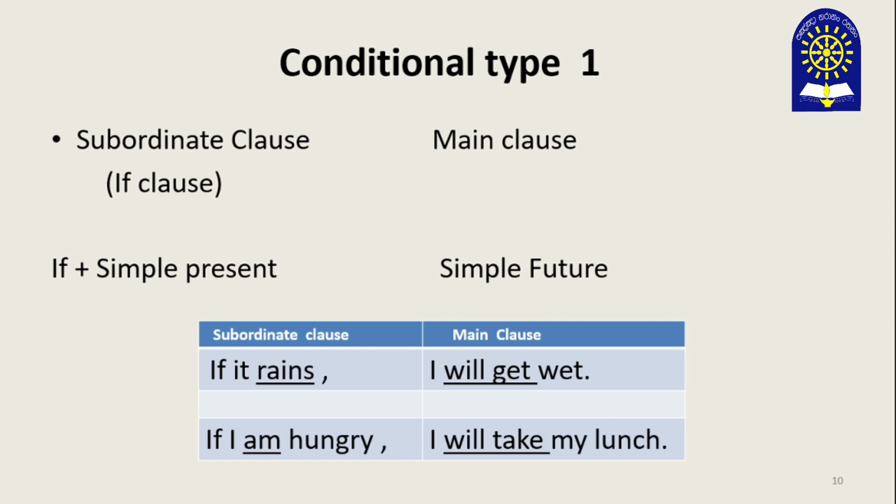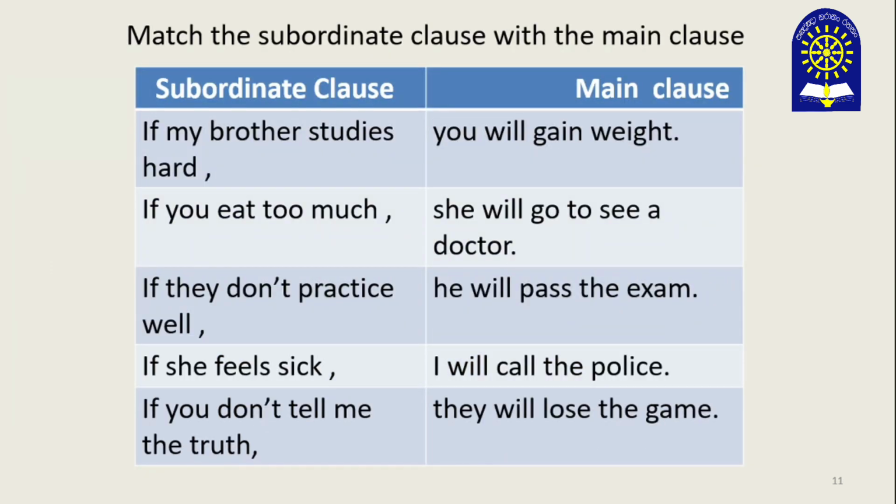If I am hungry, I will take my lunch. If I am hungry, am is the verb of the subordinate clause and it is in simple present tense. I will take my lunch. Will take is the verb of the main clause and it is in future tense. Hope you have understood it. There is an activity for you.